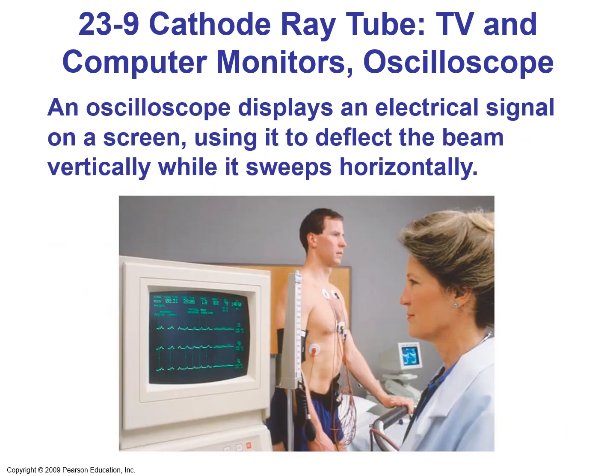An oscilloscope displays an electrical signal on a screen, using it to deflect the beam vertically while it sweeps horizontally.